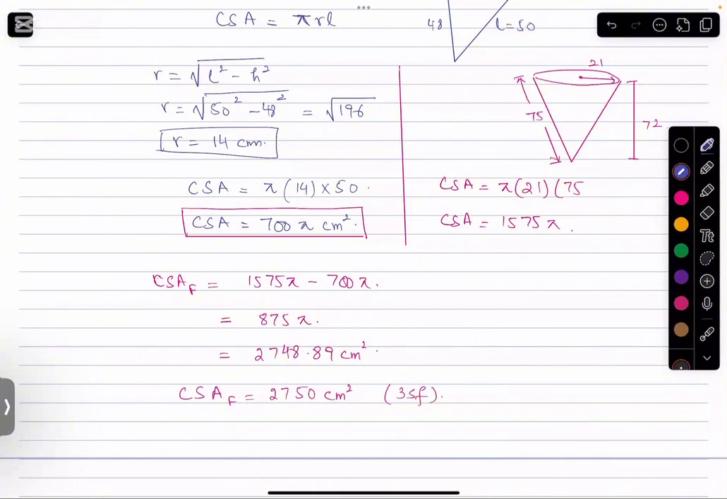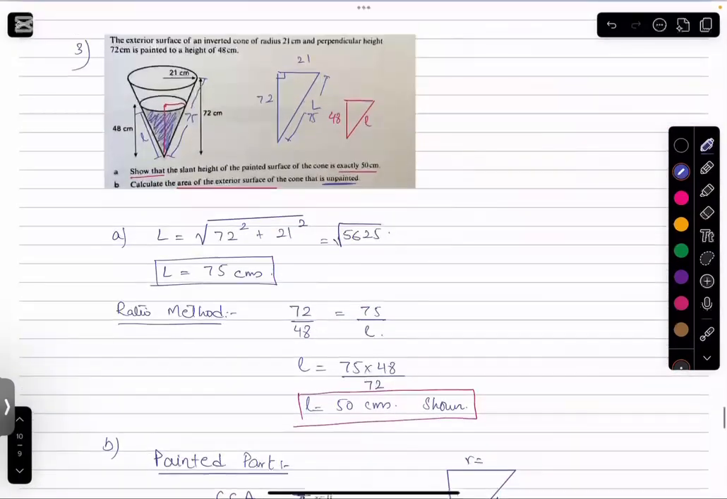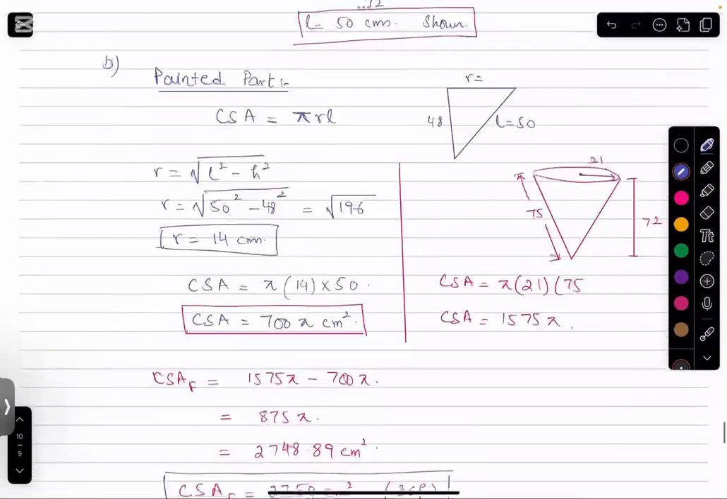So this is how you will be finding out your curved surface area, which was actually the frustum in this case. So this is all about frustum. This is all I could get for frustum.